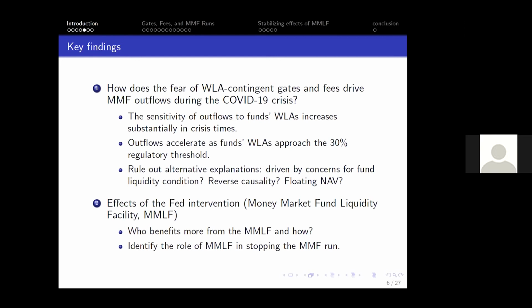And then we study the effects of the Federal Reserve intervention, namely the Money Market Fund Liquidity Facility, MMLF. We start by studying who benefits more from the MMLF and how. And we also identify the role of MMLF in stopping the money market fund run.